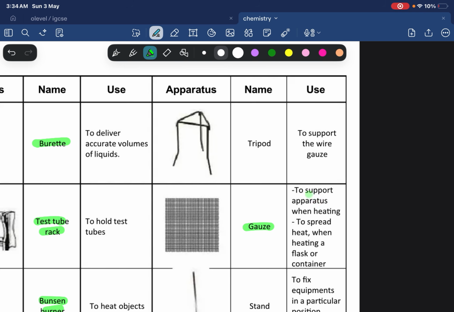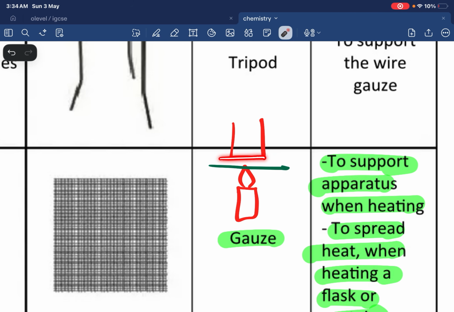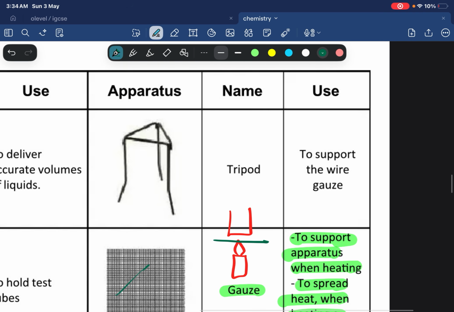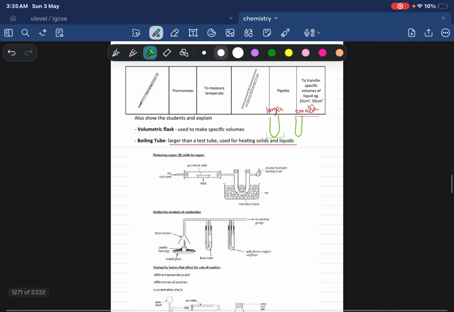Gauze is important to support the apparatus when heating, to spread heat when heating a flask or container. That's important because when you heat from a Bunsen burner and you have a beaker over here, for instance, you need to spread the heat to the entire base of the beaker, because if only this place gets heat, it will be heated a lot, right? We want it to spread entirely. That's why we use this thing. And then you have a tripod stand. Done with the apparatus.